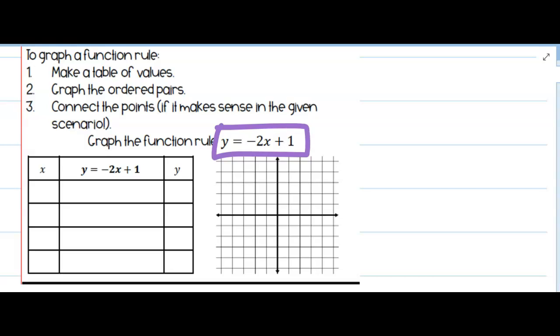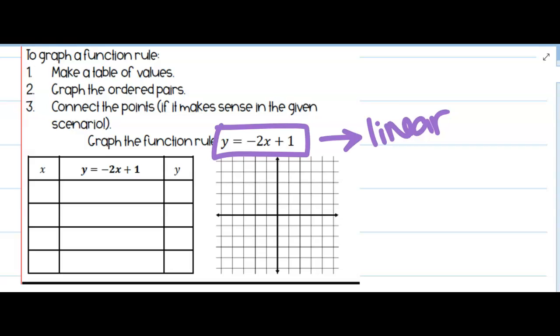Now, for linear functions, if you notice, y equals negative 2x plus 1, if you remember, this is going to be a linear function. I already know that, kind of making connections here. I know that because it's in the form y equals something x plus something. So we're already expecting this to be a line.